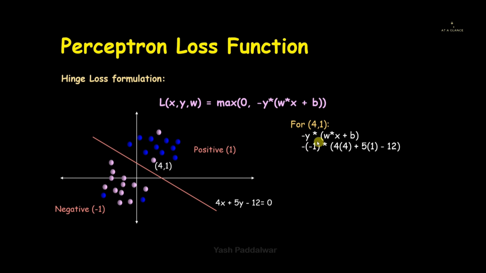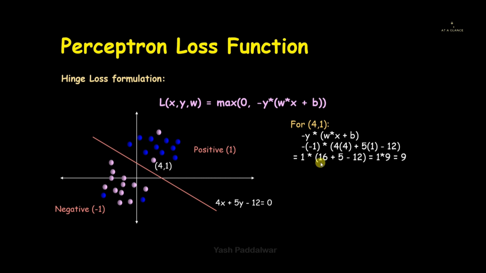So here you can see instead of y we have written -1, and instead of wx plus b we have written 4 into 4, which is 4x, because x here is 4, and then 5 into 1 because it is 5y, and y here is 1. In the coordinate you can see 4 comma 1, so y is 1, and then minus 12 is the bias term. I hope this expression is clear to you all. Now we will calculate this.